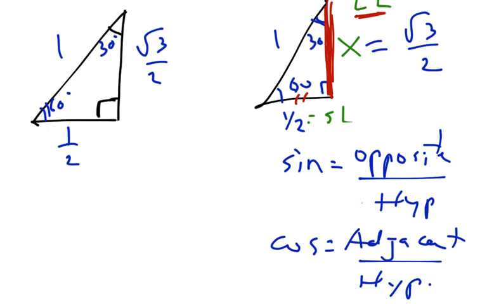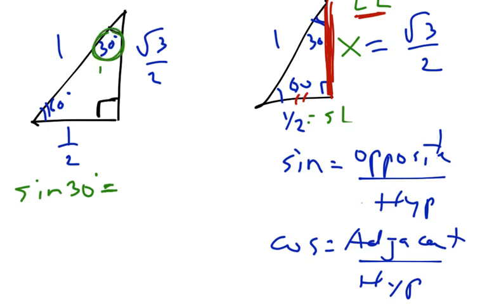Remember, when we're doing trigonometric functions, we do sine and cosine of the acute angles. The acute angles, in this case the 30 or the 60, are the acute angles of this triangle. So let's say I want to find sine of 30 degrees. It's going to be opposite side over hypotenuse.